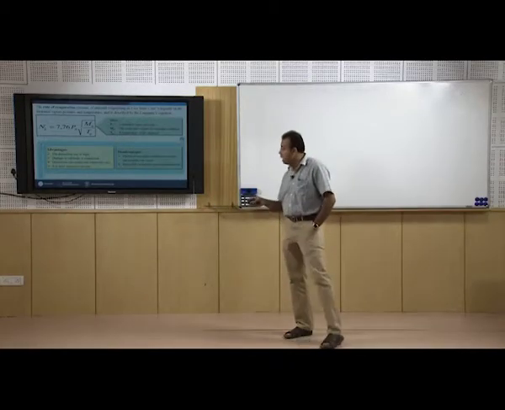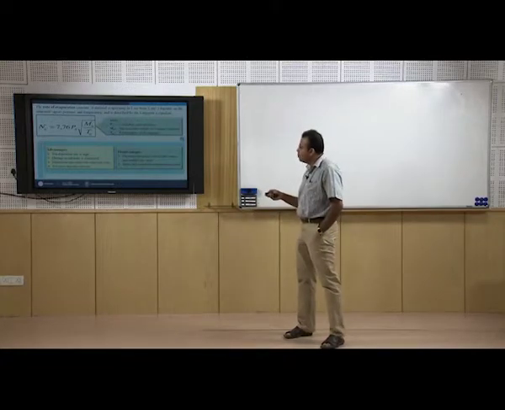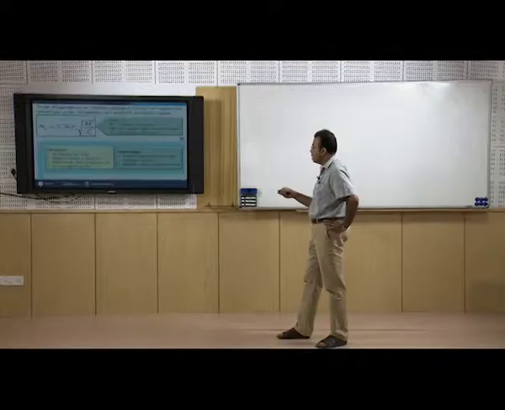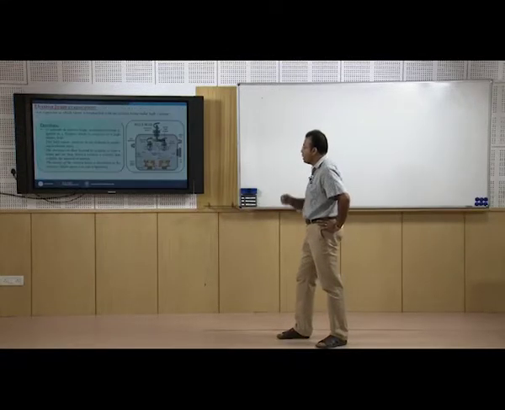The first one is the deposition rate is too high, damage of the substrate is minimized, and deposition rate control is relatively easy. It depends upon how much energy you are going to put, so that the vaporization amount can be controlled, and it is the least expensive process. What are the disadvantages? Chemical interaction between the charge and the crucible can occur, and it is impossible to deposit compositions of metal. So, these all are the disadvantages of this particular technique.